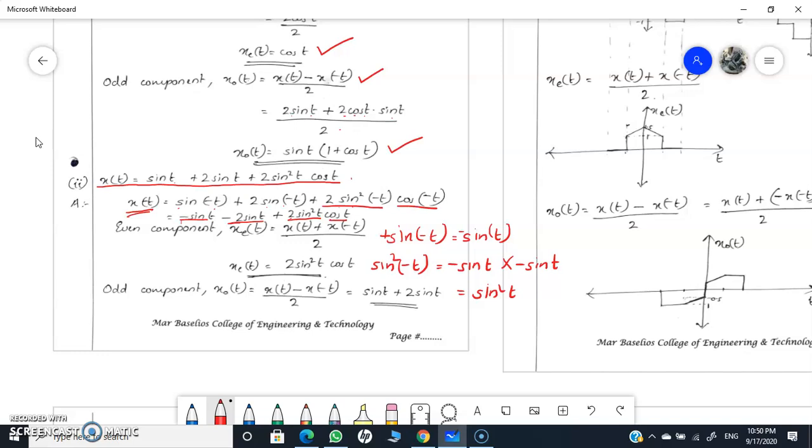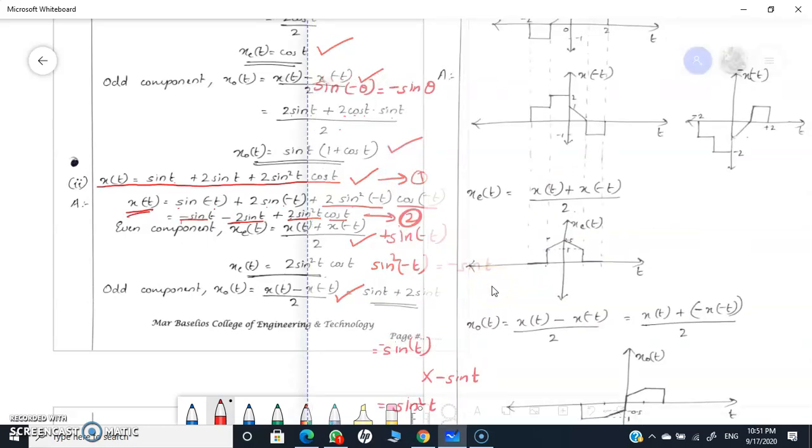Now I am getting x of t represented as equation number 1 and x of minus t represented as equation number 2. From these two equations, I can solve for the even component and the odd component. So this is how you need to find the even and odd components of a particular signal.